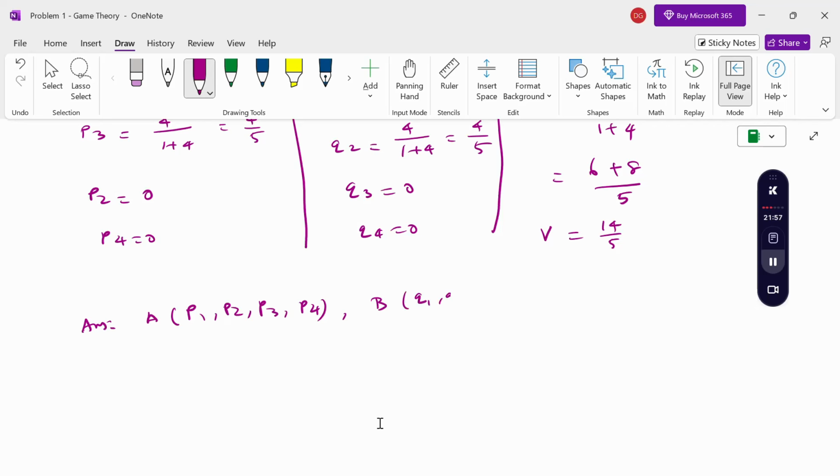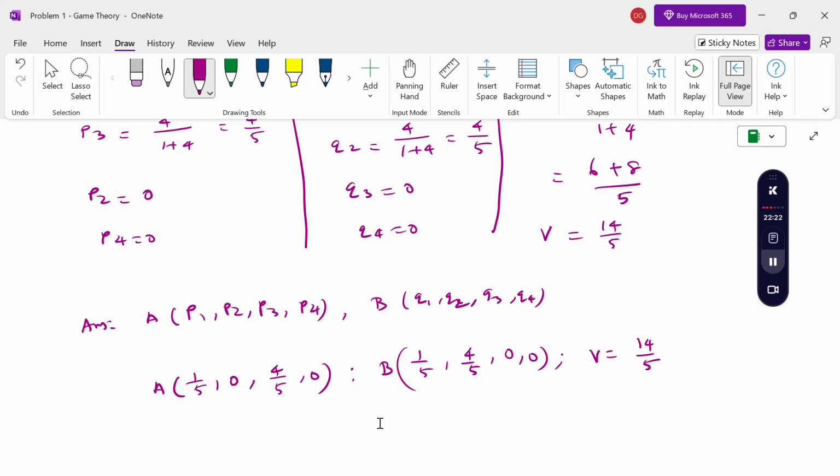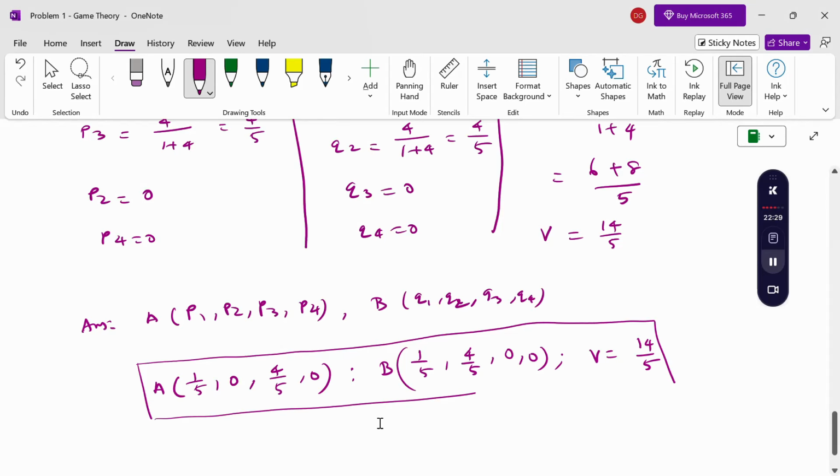So finally the answer should be the strategy of player A: P1, P2, P3, P4, and player B: Q1, Q2, Q3, Q4. So A is P1 value 1 by 5, P2 0, P3 4 by 5 and 0. Then B is 1 by 5, 4 by 5, 0 comma 0, and the value of the game is 14 by 5. So for the mixed strategy, all strategy values of player A should add to 1. The total of the mixed strategy values is 1. So this is the final answer. Thank you.